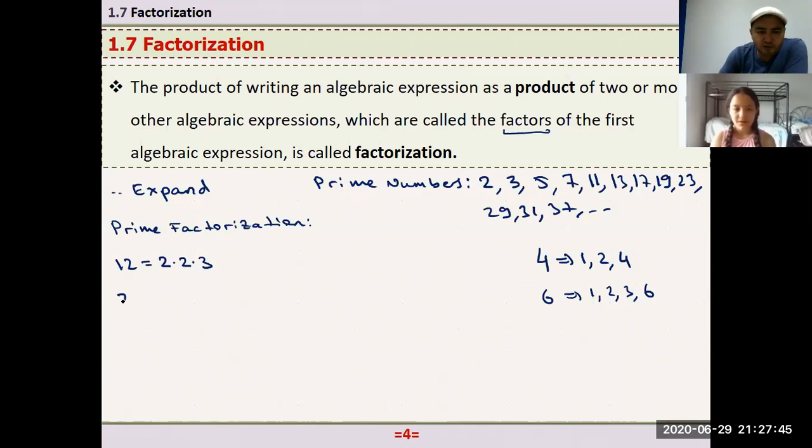And how about 20, for example? Can I write this 20 as a product of prime numbers? Yes, it is 2 times 2 times 5, right? 2 is a prime number, 2 is a prime number, 5 is a prime number, right? That's all. Because every number has only one.